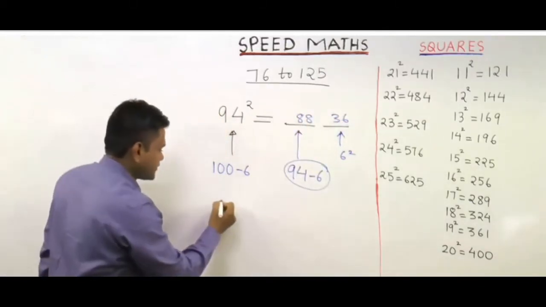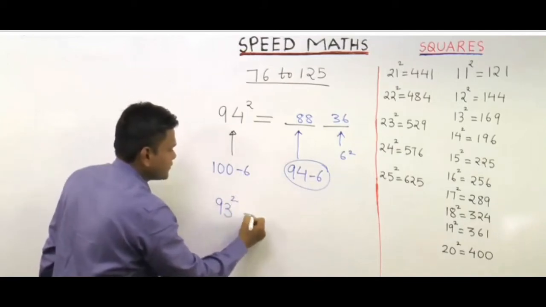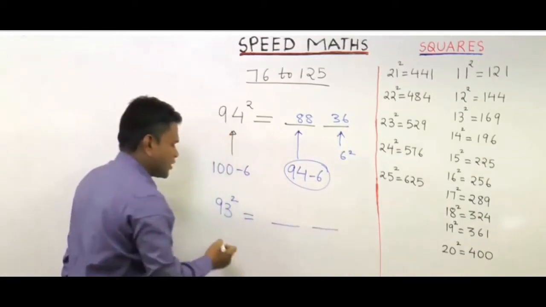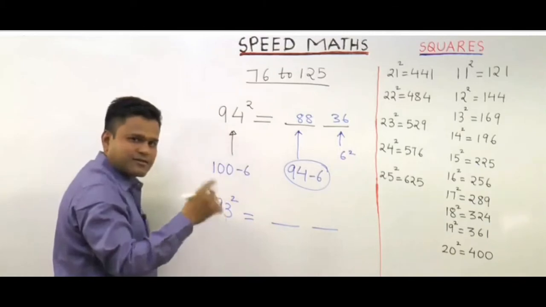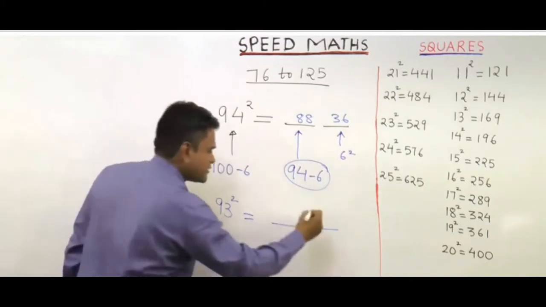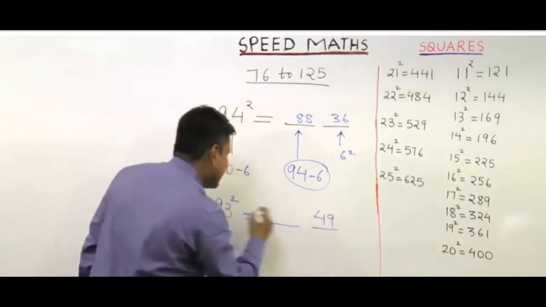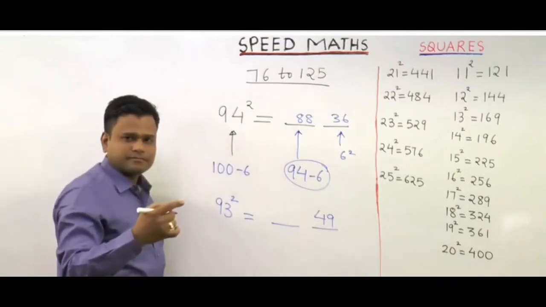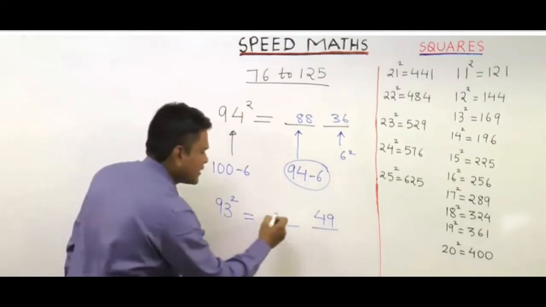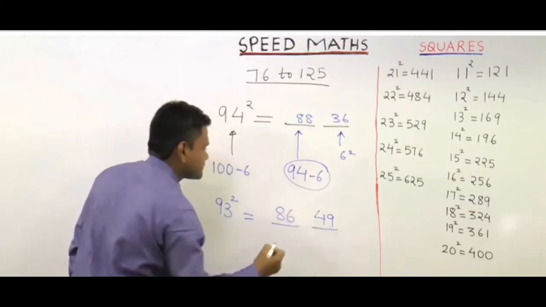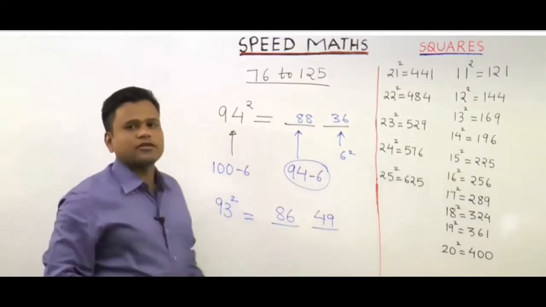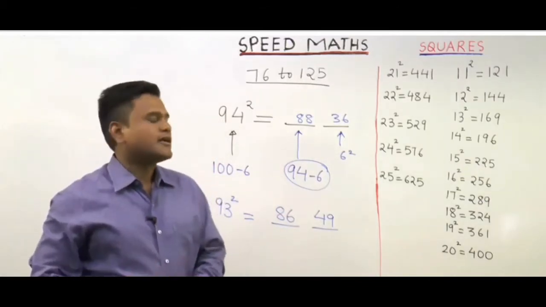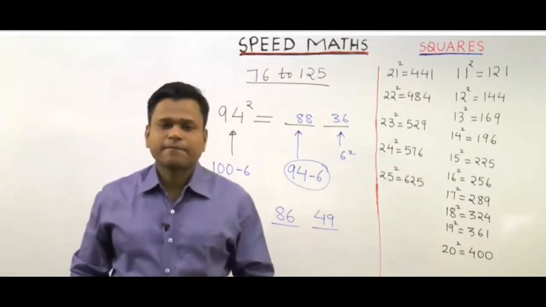Let's take maybe another example, 93 square. So we have two parts here. Now without writing all that down, 100 minus 7, keep that in mind. 7 is there. 7 square is 49. 93 minus 7. So we get the answer for this as 86. 86, 49. 8,649 is the answer for 93 square.